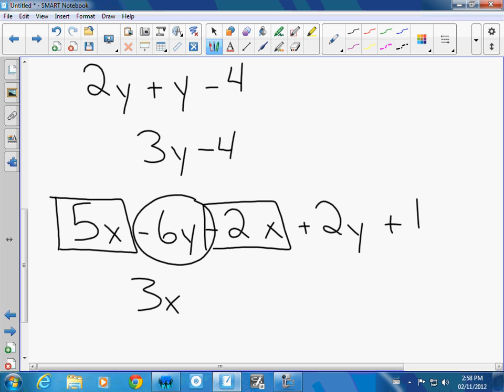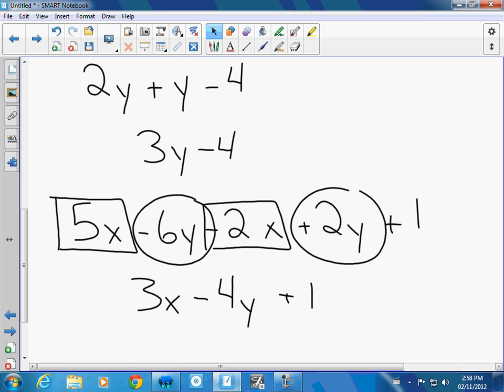Negative 6y plus 2y. Does that make sense? Yeah. So negative 6 plus 2. Careful. Negative 6 plus 2. Negative 6 submarine. No. Negative 4. 4y. And what about the 1 by itself? You just leave that. The constant's by itself, so you just add the 1.